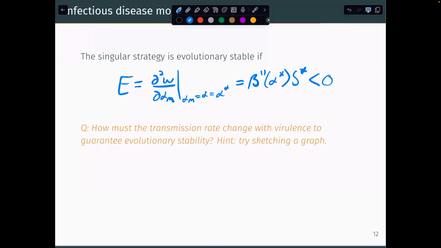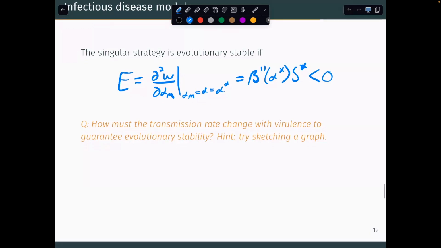Okay, so how must our transmission rate change with virulence to guarantee evolutionary stability? Can S star be positive or negative? Well, it has to be positive. It's population density, right? So this has to be negative, right? So what does that look like? Well, let's think about sketching a graph. We need our second order derivative of beta to be negative.